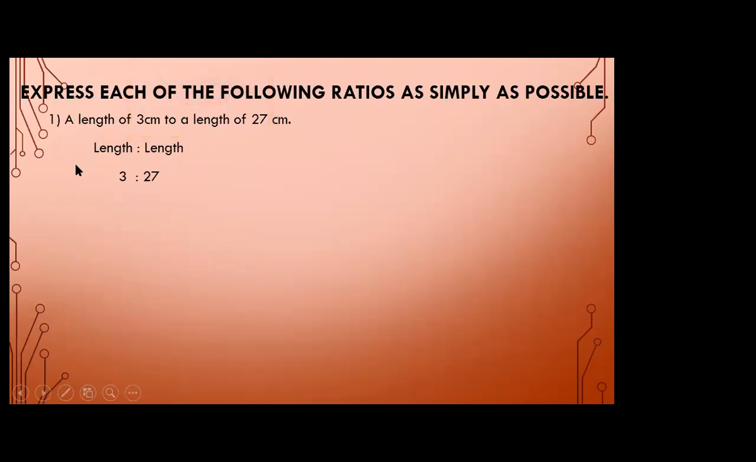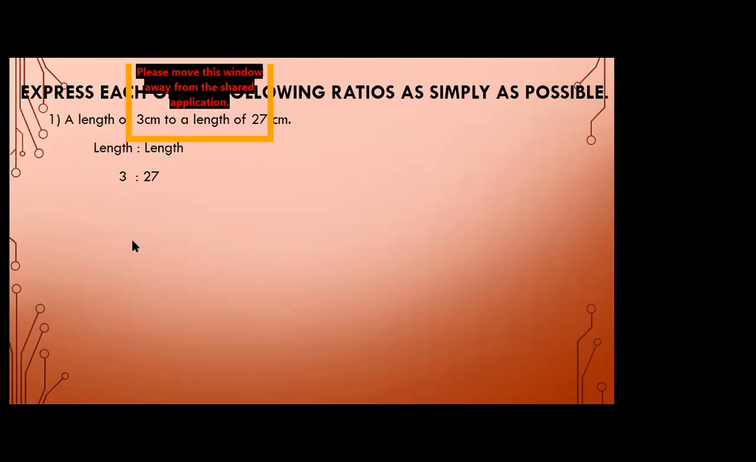Now let's consider some more examples. Express each of the following ratios as simply as possible.